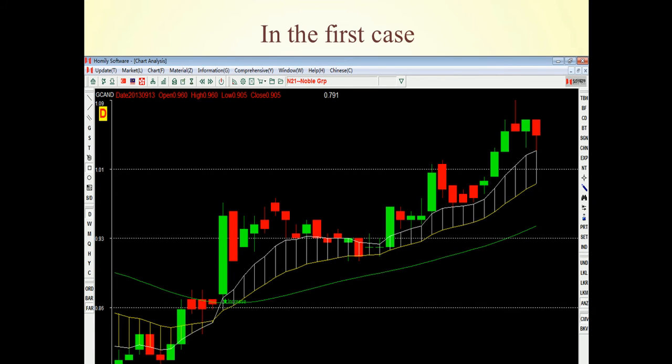Let's see the first one, in the first case. So we can see here, this is the green line, which can judge the medium-term trend, the direction. If you see the green line is down to flat, the increase signal appears, here is the increase signal, okay? You can add some position. Then if you see the green line continue to go up, which means the medium-term trend is good, you still can keep your stocks, okay? No need to sell. Then we can see the next one.